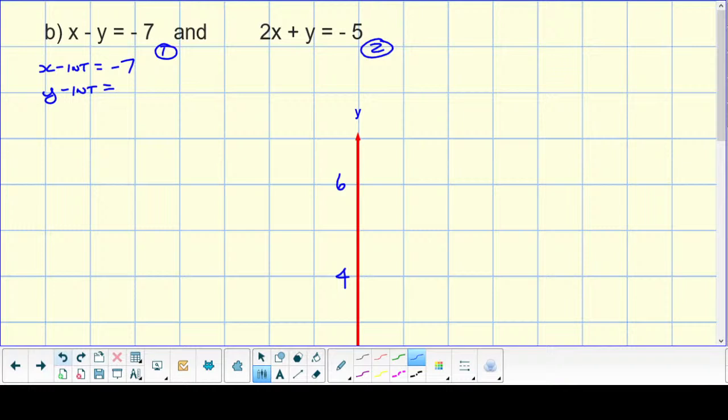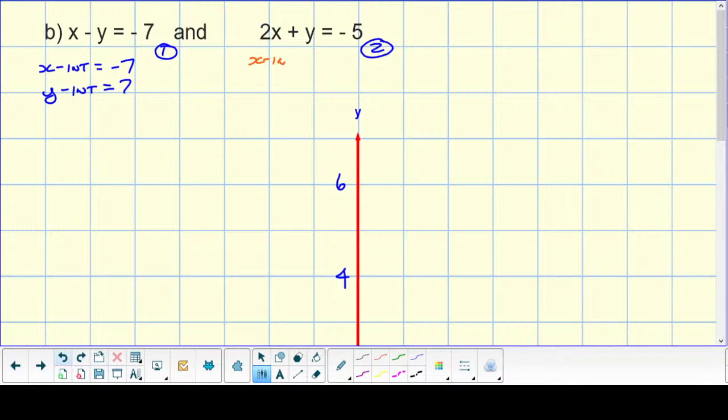For an x-intercept, I set y equal to 0. For a y-intercept, I set x equal to 0. And all I do is I cover it up. So if negative y is equal to negative 7, then what is y equal to? 7. All right, so that's going to be my blue marker. I'll graph these in a second.